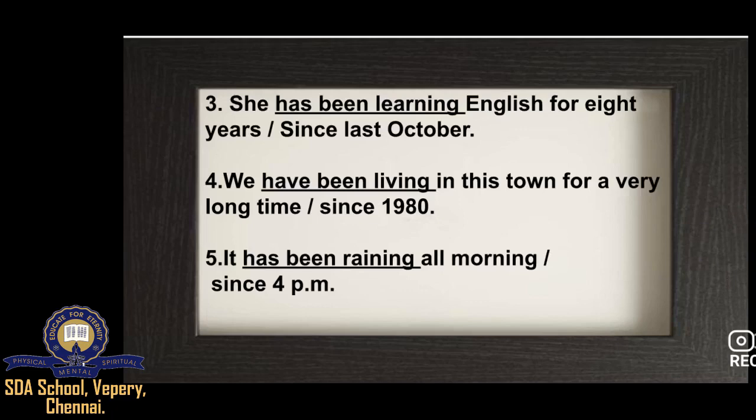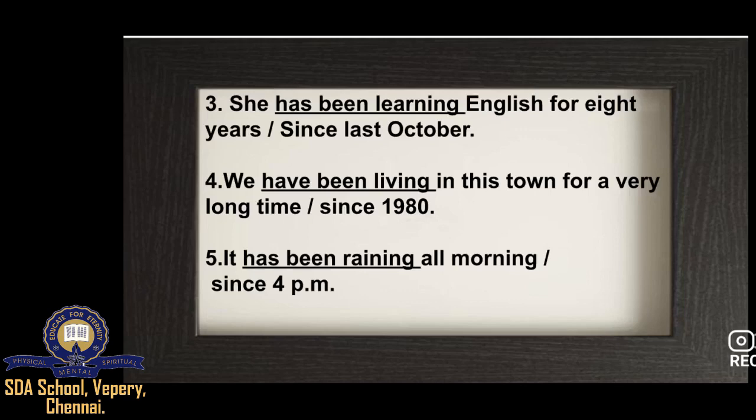It has been raining all morning or since 4 p.m. Now here the duration is all morning. In fixed phrases like all morning, all day, all week, etc. we don't use for, but you can say since 4 a.m. if you want to mention the starting point.